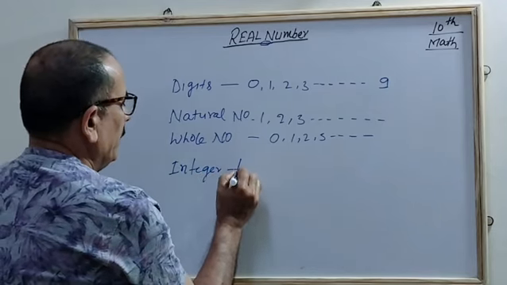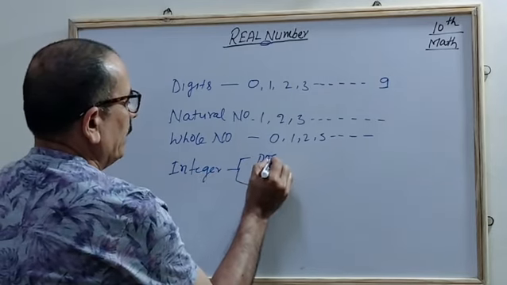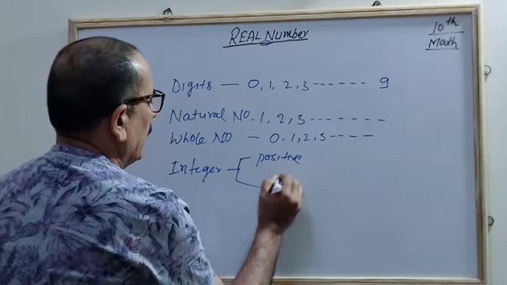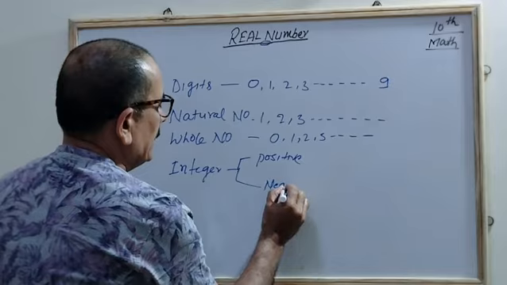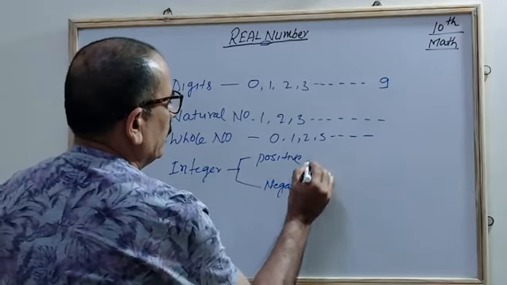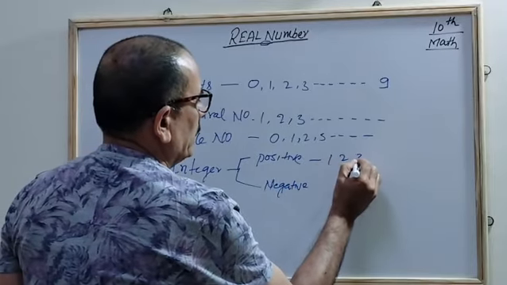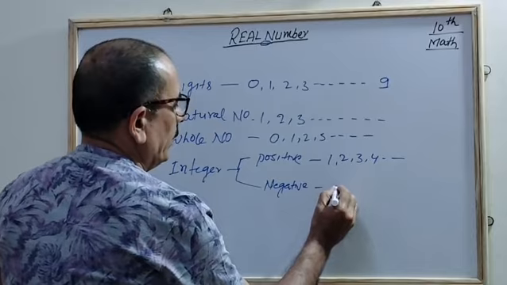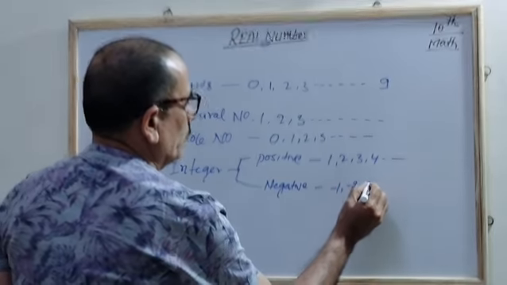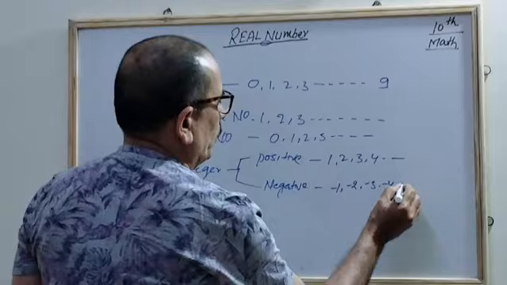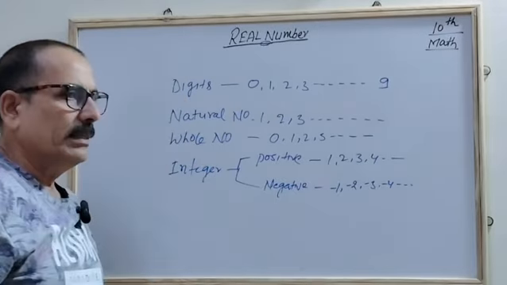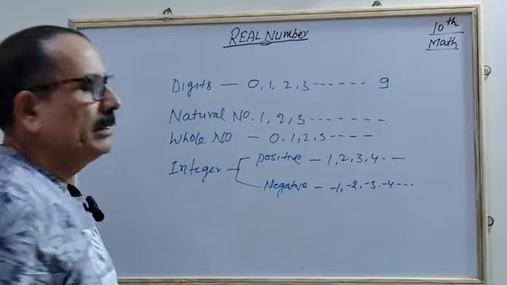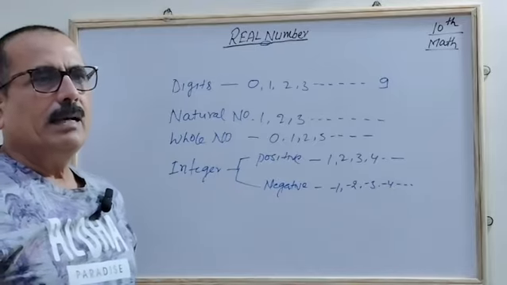Integers can be positive, and the other can be negative integers. The positive ones are 1, 2, 3, 4 etc. The negative ones are -1, -2, -3, -4 etc. The next numbers I'll tell you about are rational and irrational.